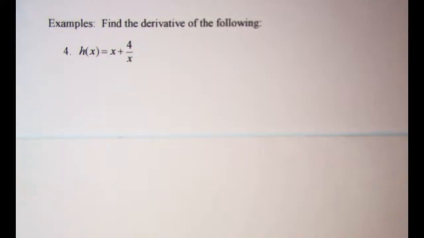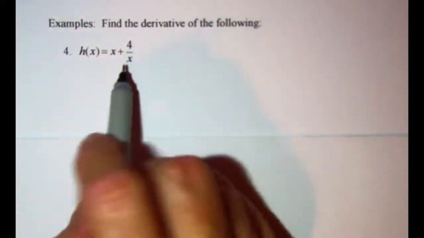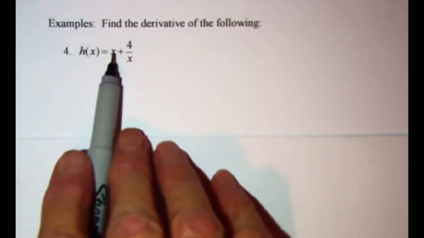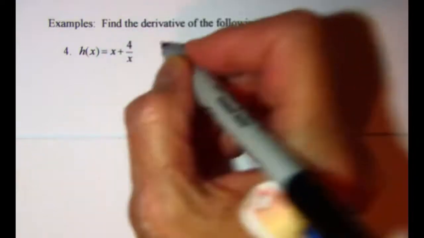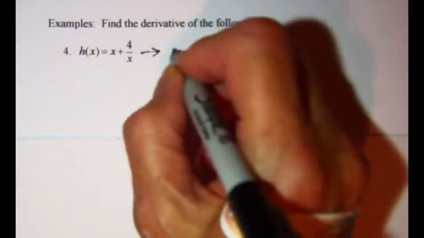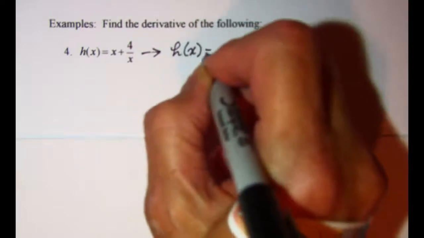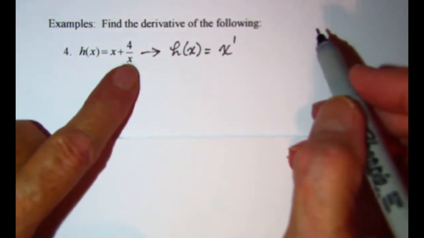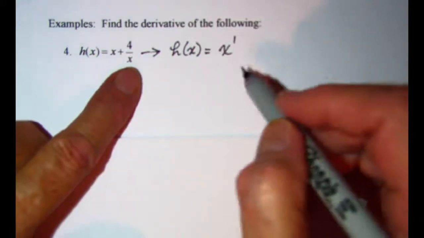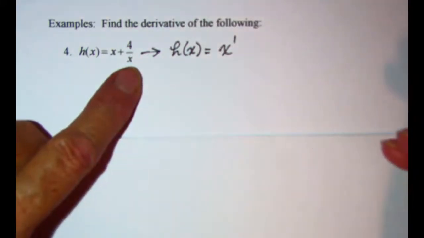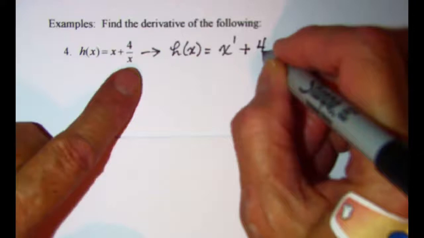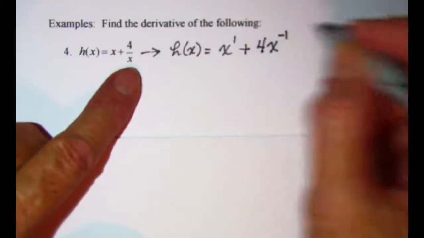On this next example, in order to use the power rule, we want to do a little rewriting. First of all, this x, I want to write that with an exponent. So I'm going to rewrite my h function as x to the first power, and then we know that we can bring this x that's in the denominator up to the numerator by just negating the exponent. So this is the same as 4 multiplied by x to the negative 1 power.